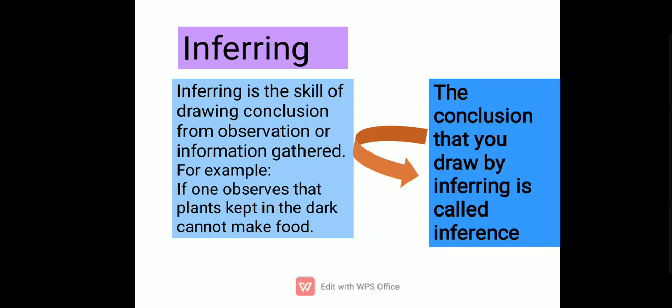The next step is inferring. Inferring is the skill of drawing a conclusion from observation or information gathered. For example, if one observed that plants kept in the dark cannot make food, it is an inference. So what is inference? The conclusion that you draw by inferring is called an inference, that you have drawn from the first two steps of the scientific method.